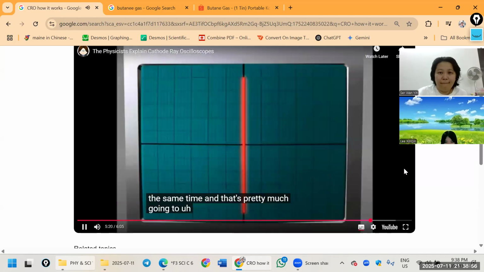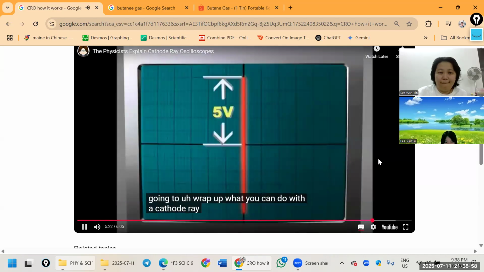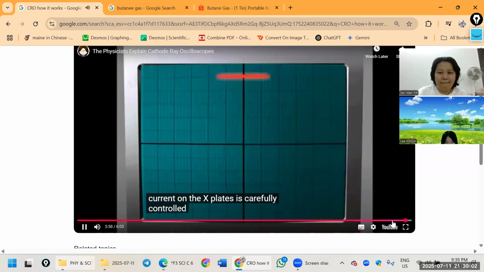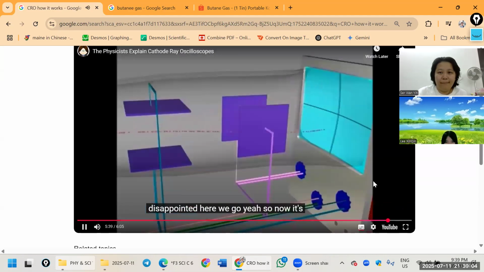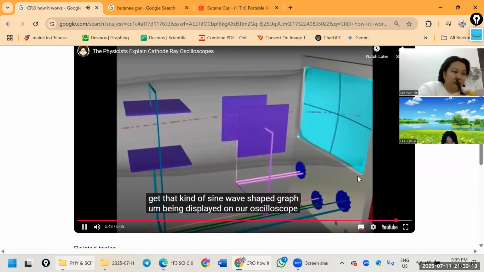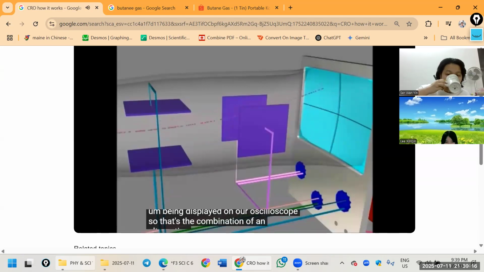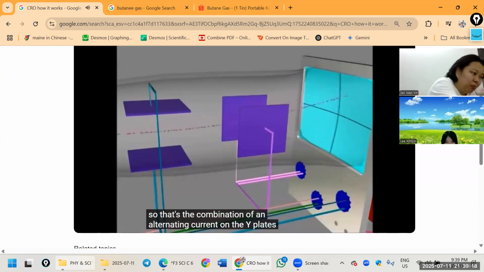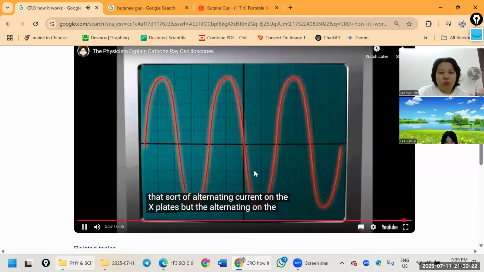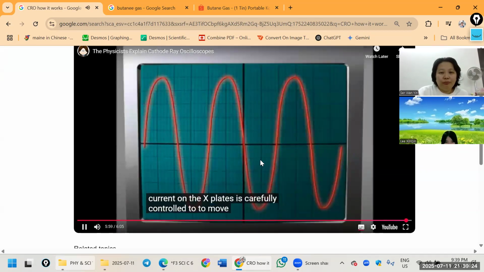And wrap up what you can do with a cathode ray oscilloscope. So there you can see the 5 volts is shown controlled. Here we go. Now it's moving up and down and it's moving left to right. So overall we're going to get that kind of sine wave shaped graph being displayed on our oscilloscope. That's the combination of an alternating current on the Y plates and an alternating current on the X plates, but the alternating current on the X plates is carefully controlled to move the electrons across the screen.